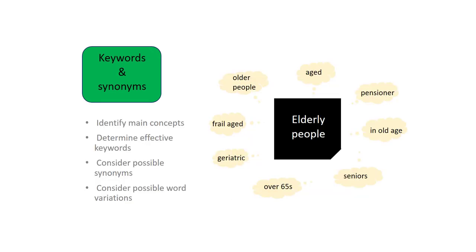Keywords and synonyms. Here's where you get to brainstorm all of the different terms that you can use. Starting with the population, which is elderly people, here are some alternative phrases or synonyms, like older people, aged, in old age, geriatric, frail aged, etc. Also, consider variations on a word which might include American or Australian spellings.